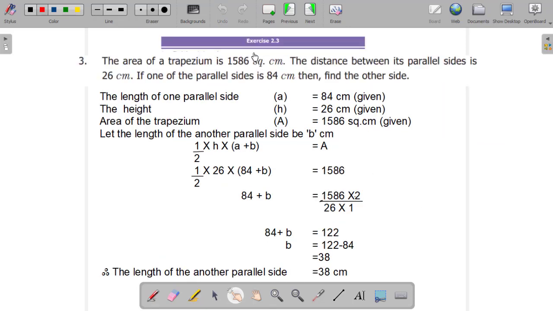In exercise 2.3, problem number 3, you can also solve this problem in the same way as I did in the previous problem. Go through these steps carefully, then you can understand very well.